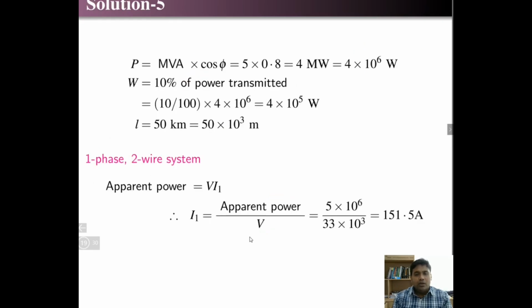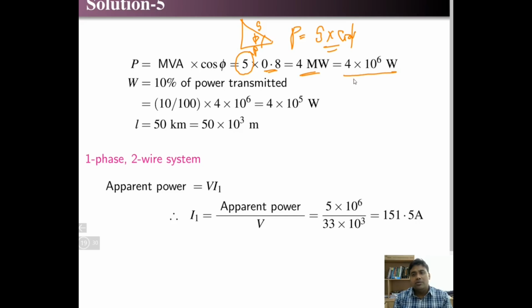So let us see. Now we know from the power triangle that if this is the base, it is the real power, the hypotenuse is the apparent power, and this angle gives your power factor. So you can directly find the real power as apparent power multiplied with cos phi. So 5 MVA, your apparent power, multiplied with cos phi of 0.8, you will get a real power of 4 megawatt or 4 into 10 to the power 6 watt. So this is the real power transmitted.